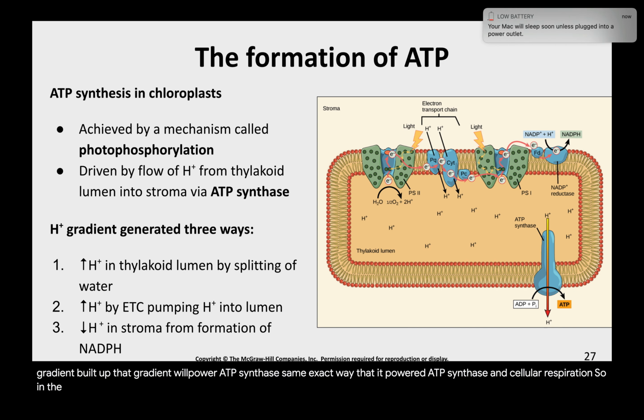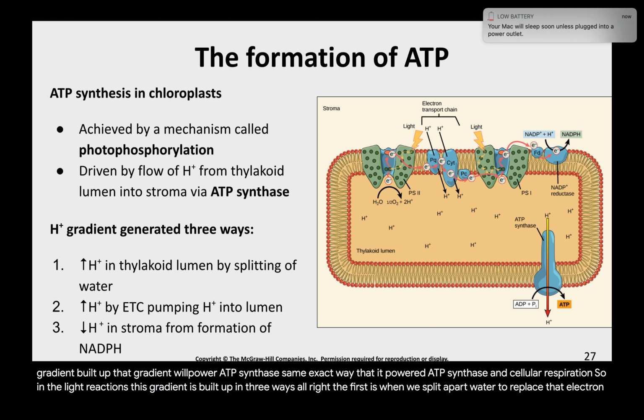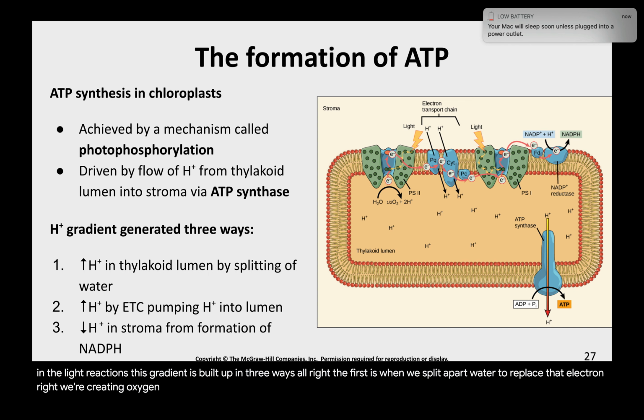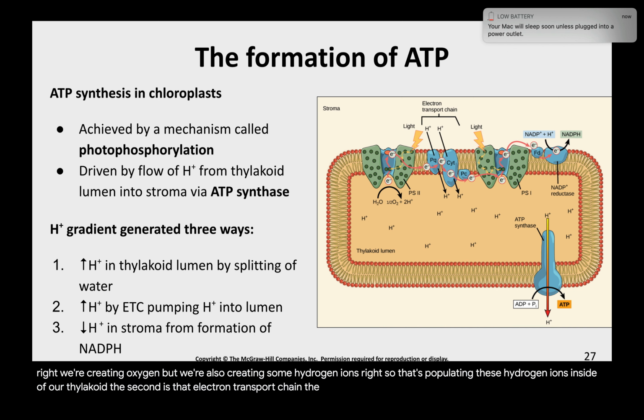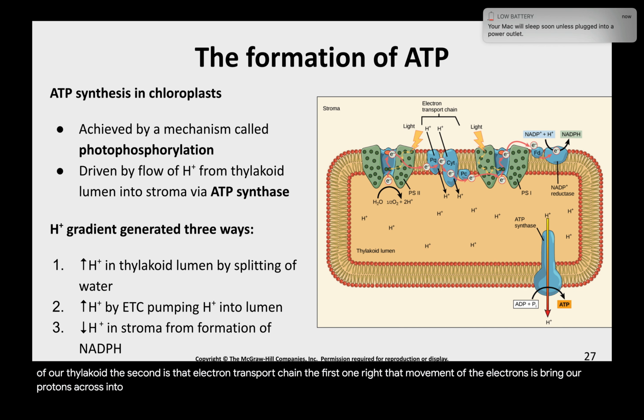So in the light reactions, this gradient is built up in 3 ways, right? The first is when we split apart water to replace that electron, right? We're creating oxygen, but we're also creating some hydrogen ions, right? So that's populating these hydrogen ions inside of our thylakoid. The second is that electron transport chain, the first one, right? That movement of the electrons is bringing our protons across into the inner space of the thylakoids.